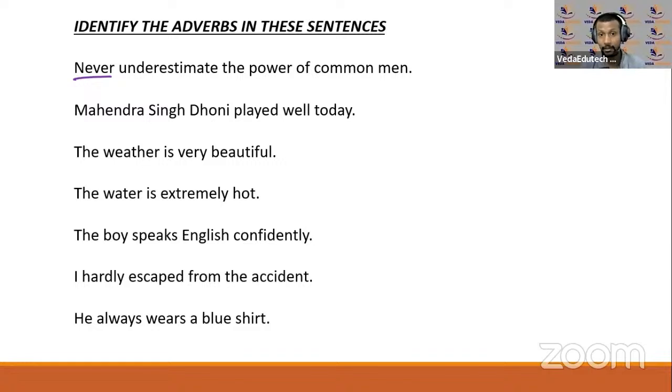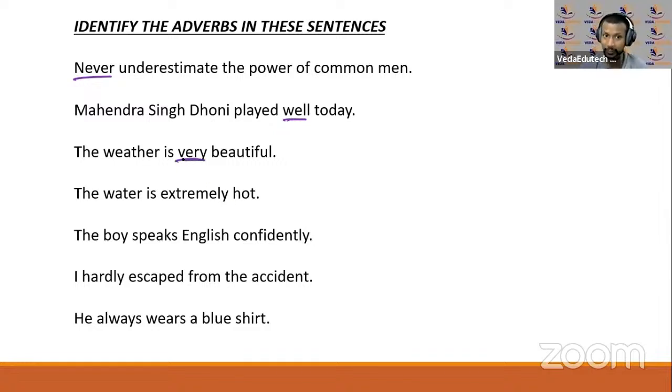Mahendra Singh Dhoni played well today, right? Now what is the adverb there? Yes, verb के बाद what is coming? Well. How did Mahendra Singh Dhoni play? ठीक है, he played well. Never underestimate the power of a common man. What should we not underestimate? We should never underestimate the power of a common man, right? The weather is very beautiful, right? How is the weather? It is very beautiful, right?